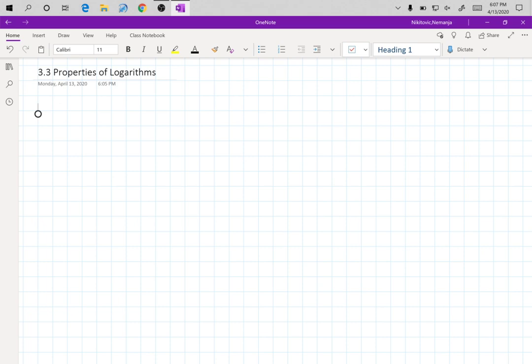Let's first talk about properties of logs. Just a couple of formulas, a couple of interesting things to consider here. And then afterwards we can start a new stream for the review. So properties of logs. What do we have? Well, a couple of things.